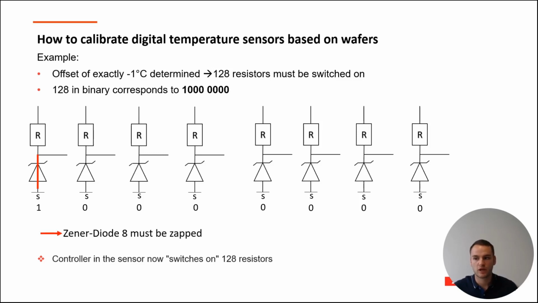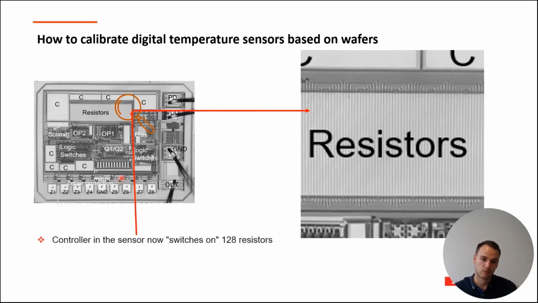The advantage of this calibration method is that we save ourselves a one-time memory cell, which is expensive, and also takes a lot of time after restarting the sensor. With the Zener diode zapping, we can save time when we are restarting the sensor, and we can measure immediately after restarting. So once again, if you take a look at the picture of the sensor, you can see that we have 256 resistors, all of them vertical, and the controller now will switch on 128 resistors.